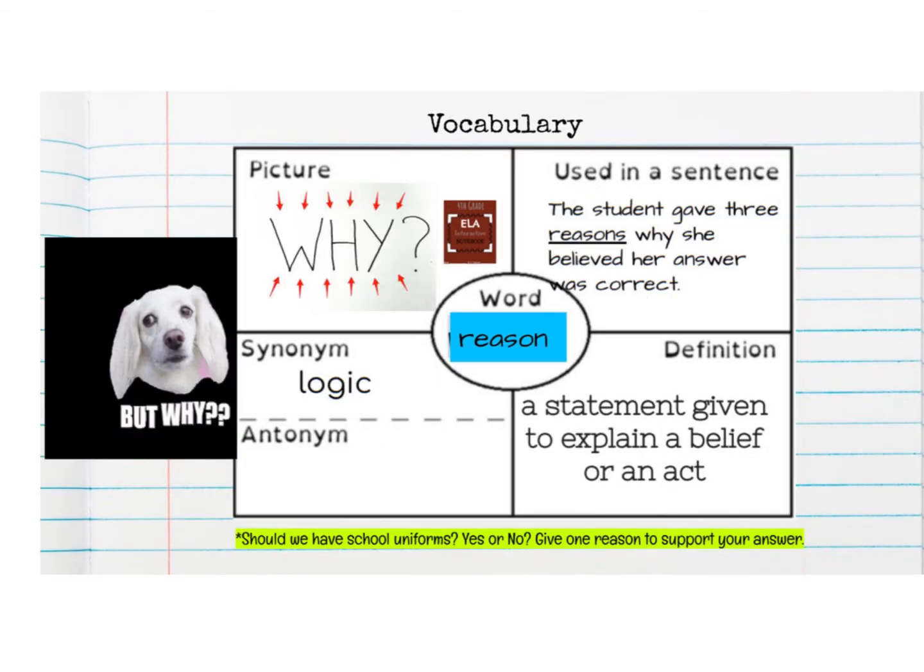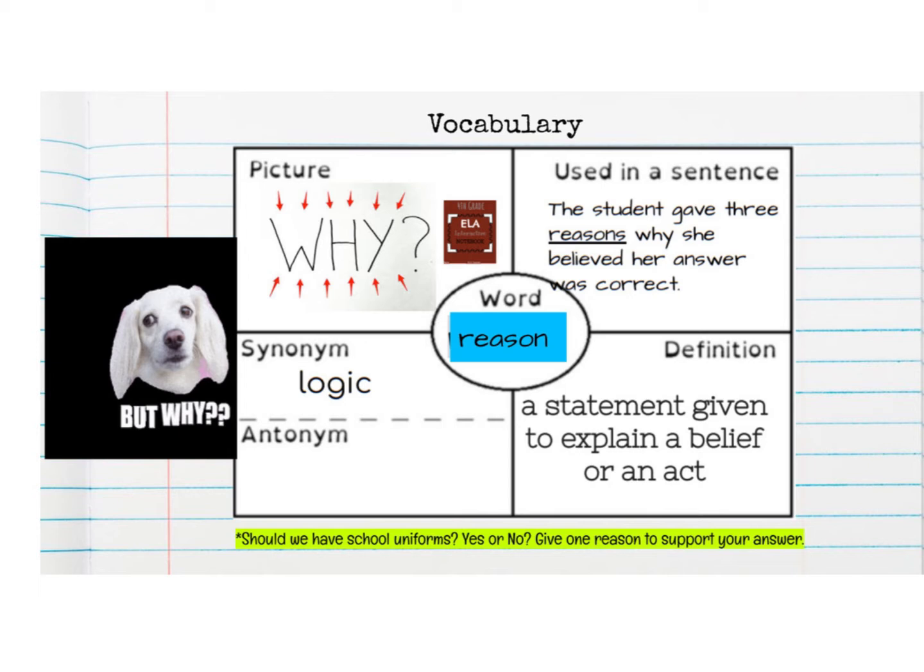Now let's look at the word reason. I say it, you say it, reason. Reason. I say it, you say it, reason. Reason. A statement given to explain a belief or an act. Notice our synonym, logic. Notice that image is a picture of the word why. A reason always tells why.